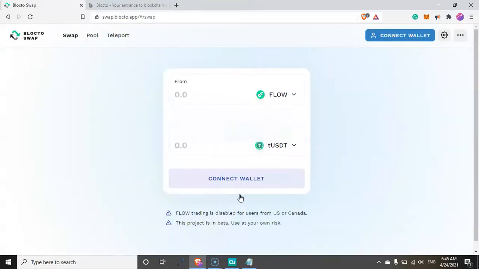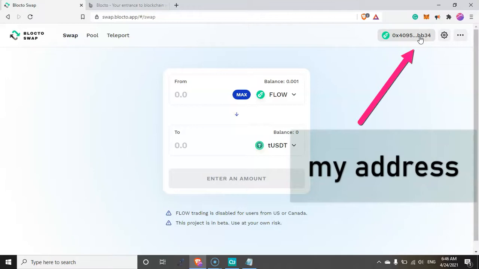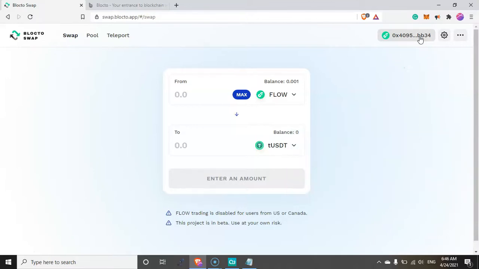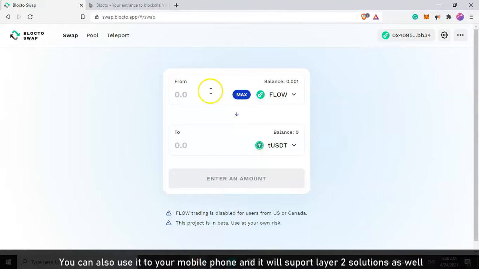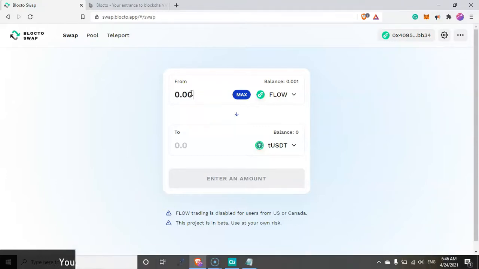Okay, that's my address. Then it will tell me the balance that I have, so I can use it across. It's on my phone, and I can use it on my PC. There's even a Chrome extension that is coming up, and also it's going to support layer 2. So let me say I want to swap 0.05.